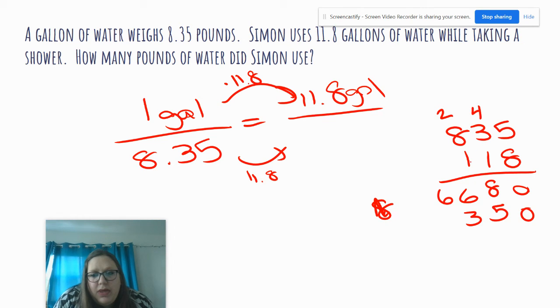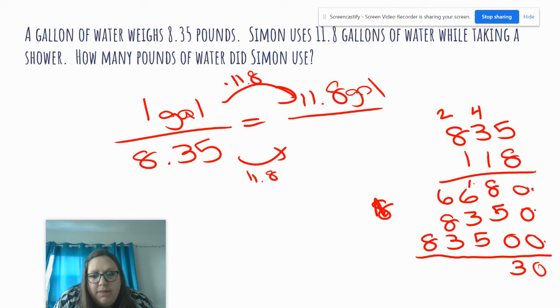1 times 3 is 3. 1 times 8 is 8. Add 2 zeros because now we're starting a 3rd row. 1 times 5 is 5. 1 times 3 is 3. 1 times 8 is 8. Now we're going to add. 0, 0, 0 is 0. 8 and 5 is 13, so 3 goes here, carry the 1. 1 and 6 is 7, plus 3 is 10, plus 5 is 15. 1 and 6 is 7, plus 8 is 15, plus 3 is 18. And 1 and 8 is 9.